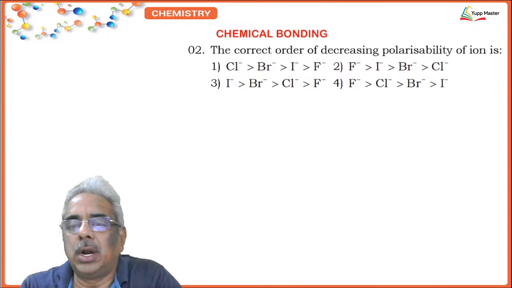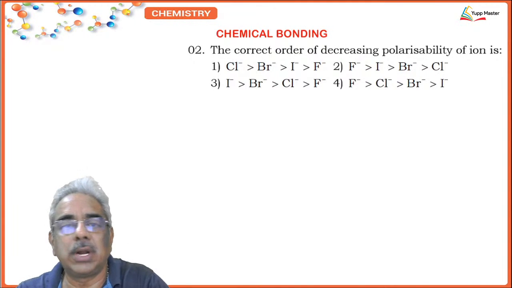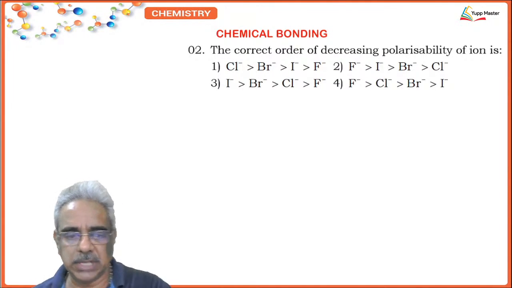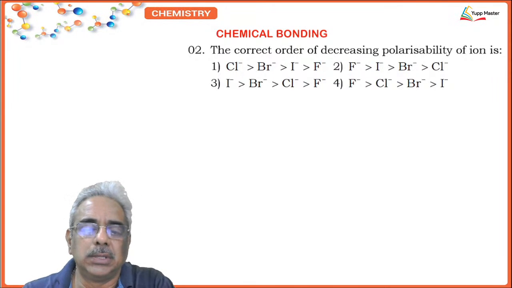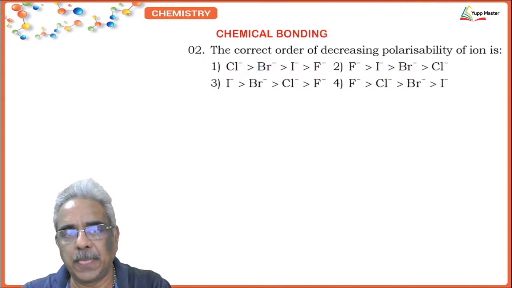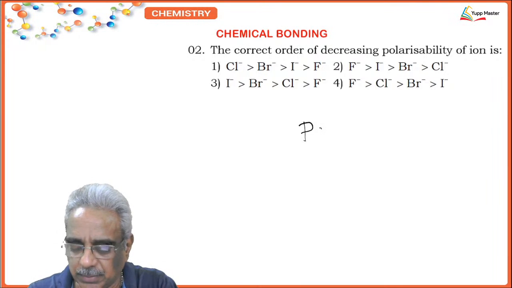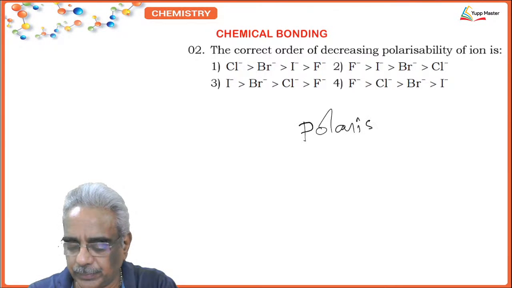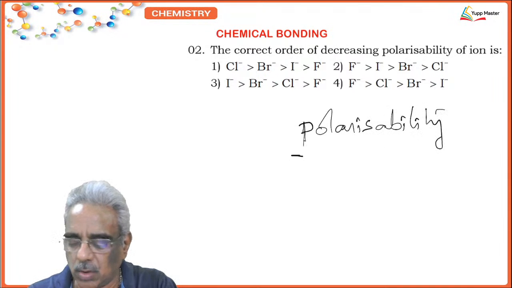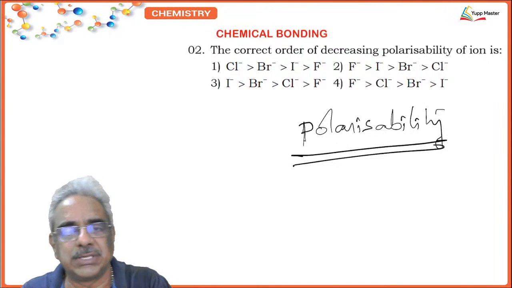The correct order of decreasing polarizability. See, this is not polarizing power. They're speaking about polarizability. What do you mean by polarizability? How good an anion can be polarized?